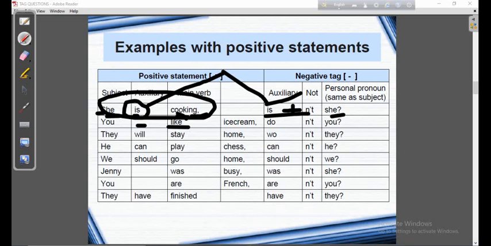So here it is "like", that means it is in base form, that is why do, and this one is positive, so do will be in negative short form. Do not, in short it will be don't. Okay, dear students, I think you have understood.